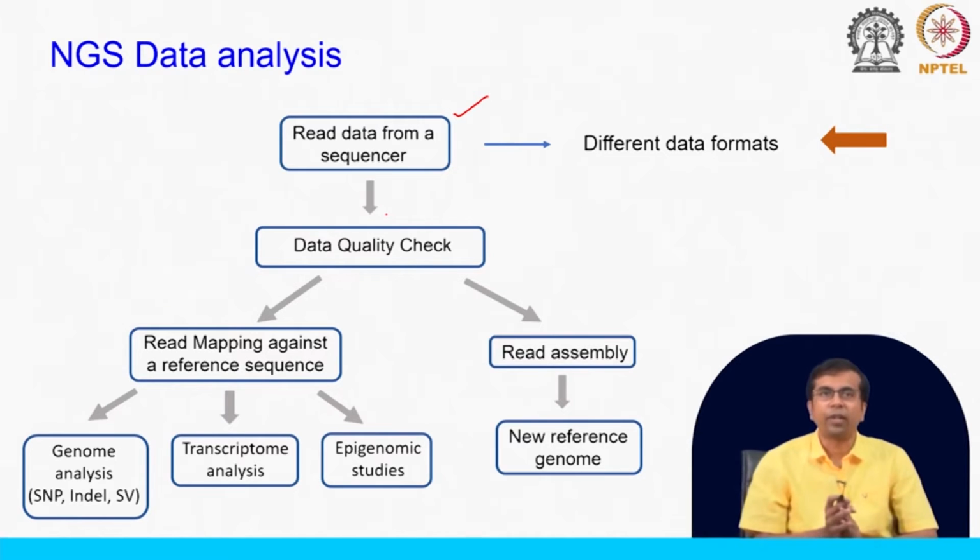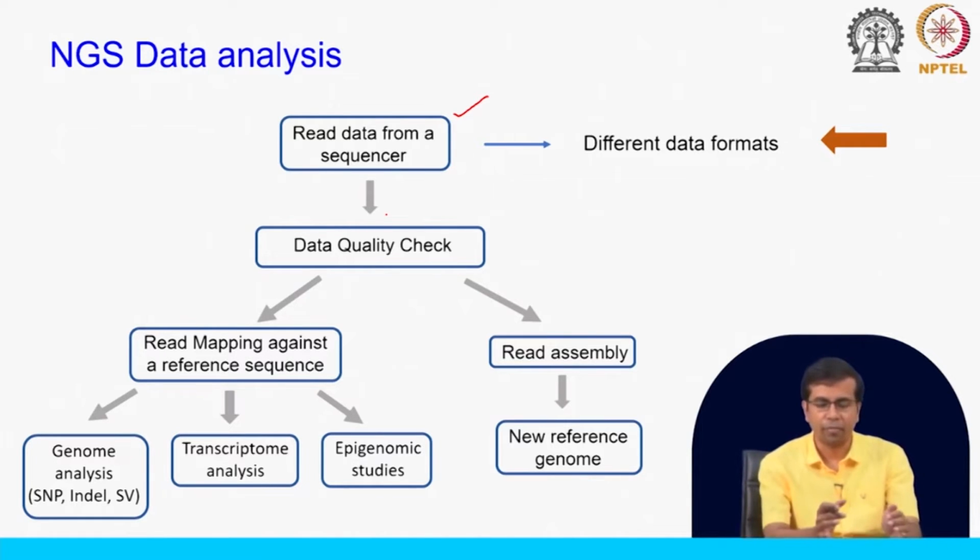They separate out into two branches. One is the read mapping against the reference sequence if you have a reference sequence already, and this is something that we do if we are interested in looking at single nucleotide polymorphisms, indels or structural variations, or if you want to do transcriptome analysis, looking at gene expression patterns or gene expression changes between different samples, and also for epigenomic studies if you are looking at DNA modifications genome wide. We will look into all these different types of analysis step by step in subsequent classes.